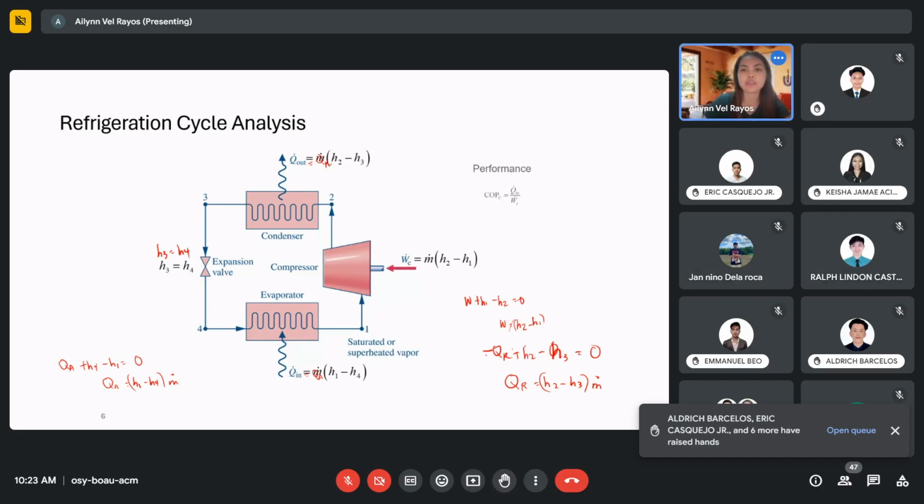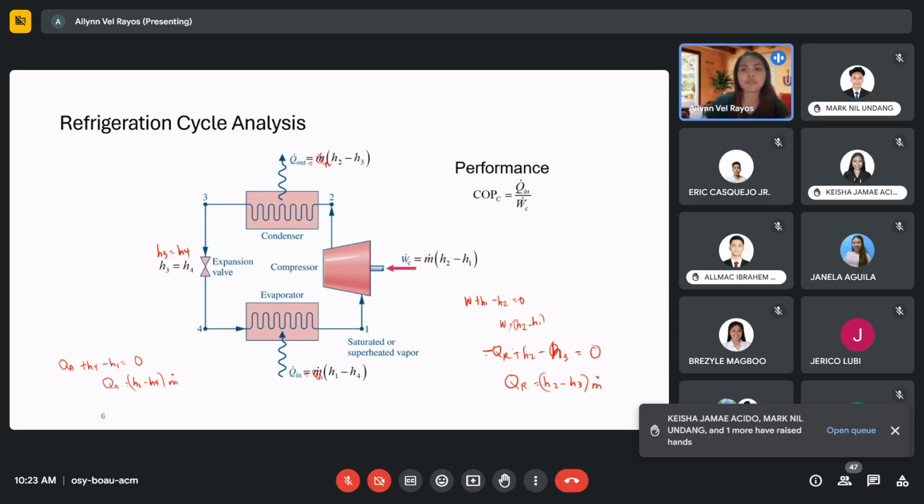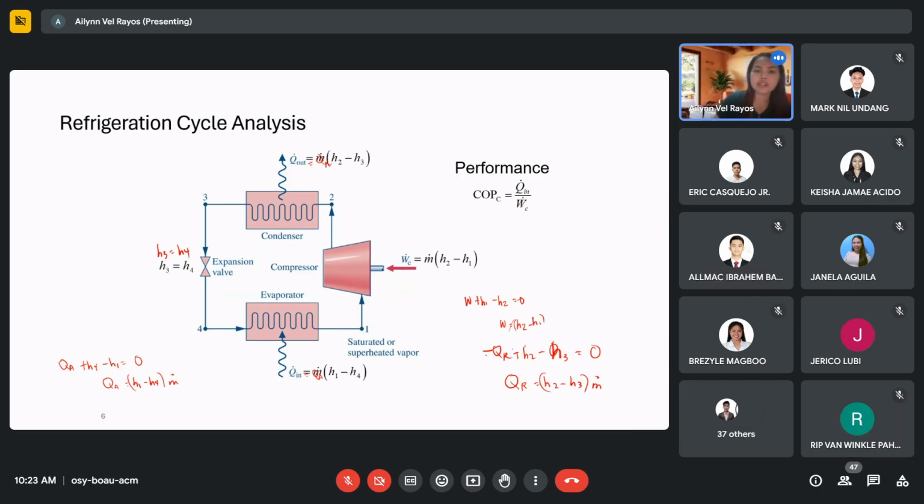Okay. So next tayo is for the coefficient of performance. So we already discussed this naman last week. So QA natin is also equal to QA over work. So substitute lang natin value of QA natin, which is mass flow rate multiplied by H1 minus H4. Then multiply lang natin ang work, which is mass flow rate multiplied by H2 minus H1. In this case, COP natin, pwede natin makancel. H1 minus H4 over H2 minus H1.